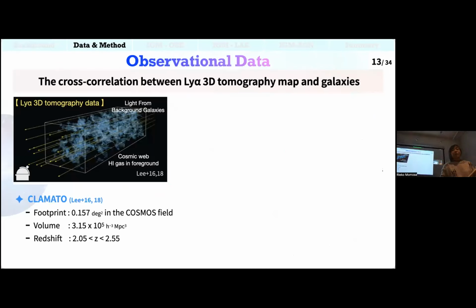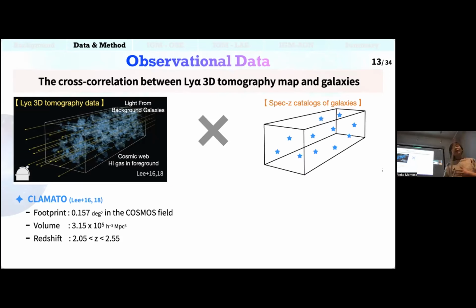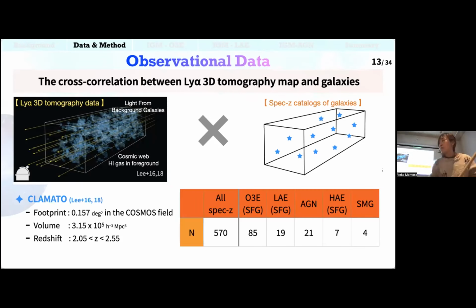For that purpose, we used an archival Lyman-alpha tomography map named CLAMATO. This CLAMATO reconstructs the IGM neutral hydrogen density field at redshift 2 to 2.5 in the COSMOS field using more than 200 galaxy spectra, and it covers a volume of 3 times 10 to the 5 cubic megaparsec in the universe. For galaxies, we only use the spec-z catalog in the archive, because the redshift uncertainties of this tomography map are about 2 megaparsec, which are much smaller than those by photometric uncertainties. Eventually, our final galaxy sample consists of about 600 galaxies, with 6 galaxy types.